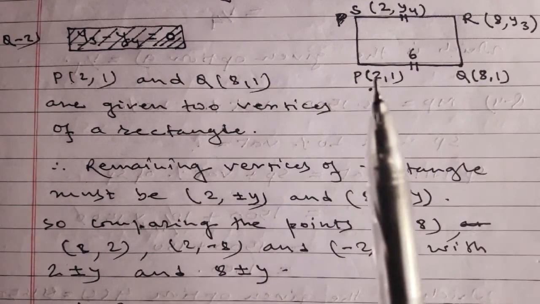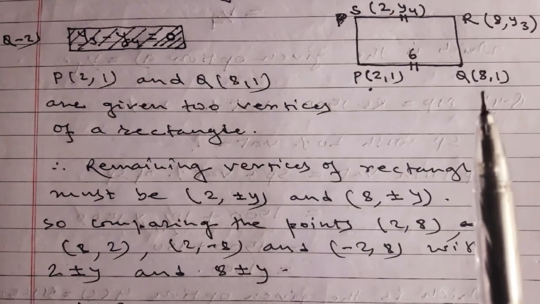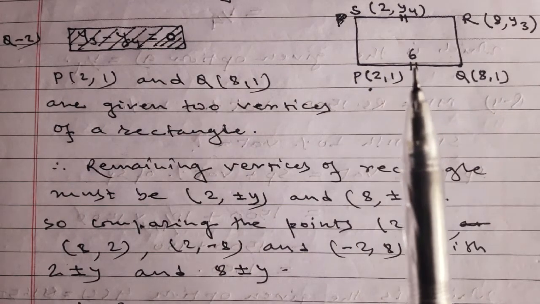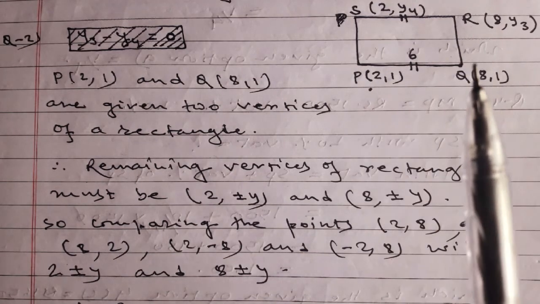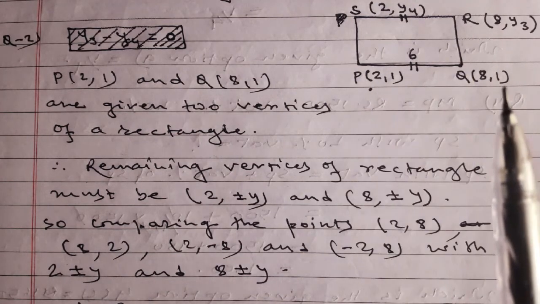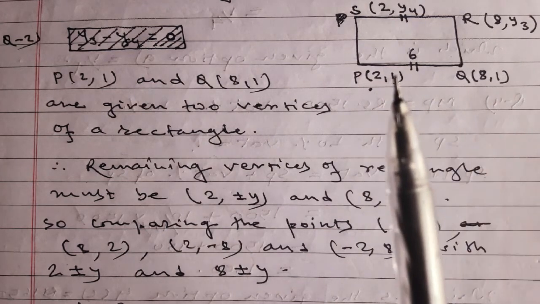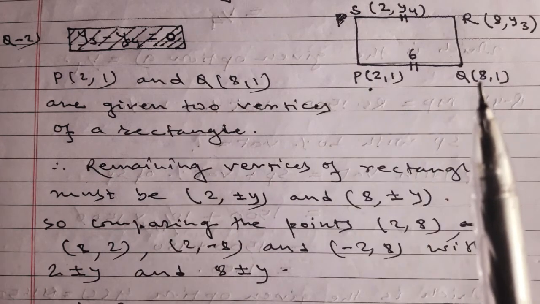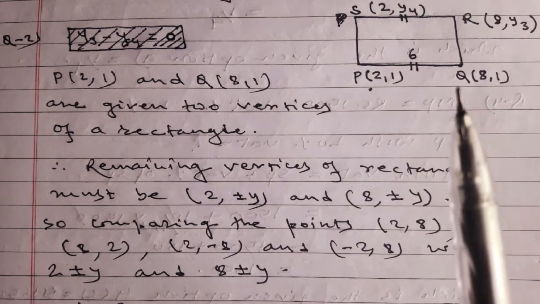The two vertices P and Q have y coordinate 1. The y coordinates are the same. So P and Q, the side PQ, the side joining the 2 points P and Q, is parallel to x-axis because y coordinates are the same. The 2 points P and Q are at equal distance from the x-axis.